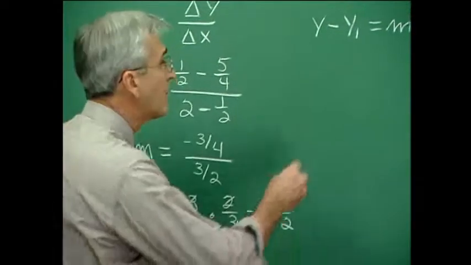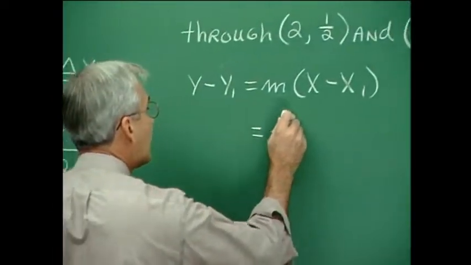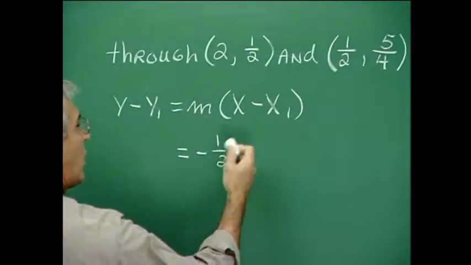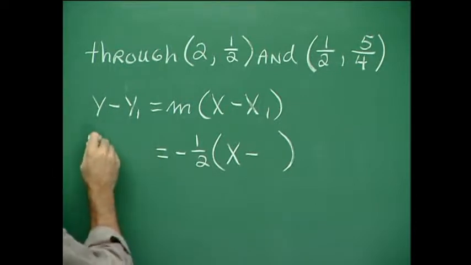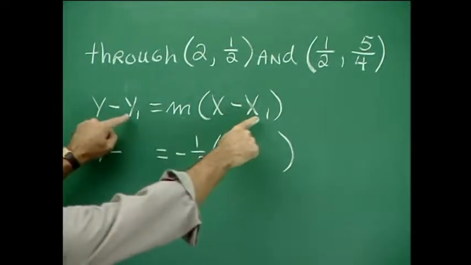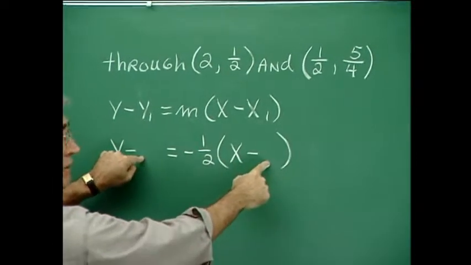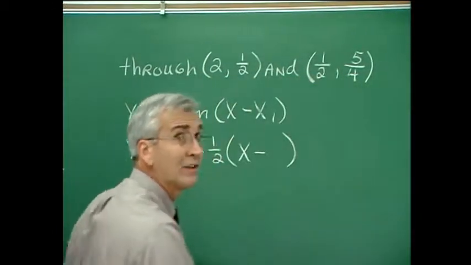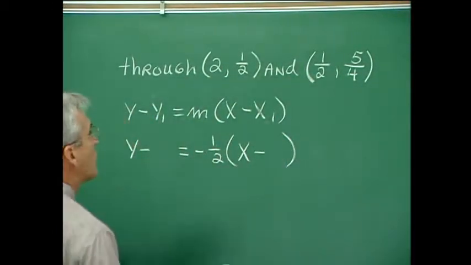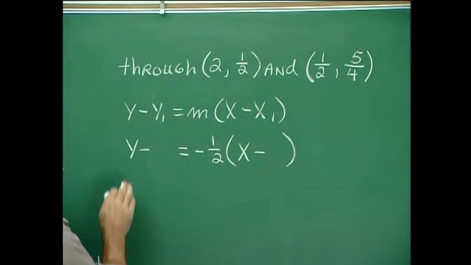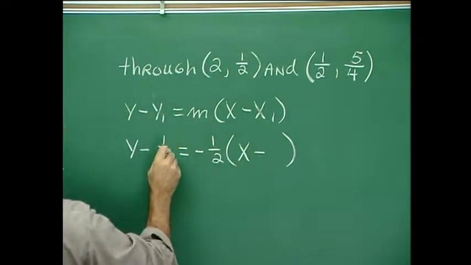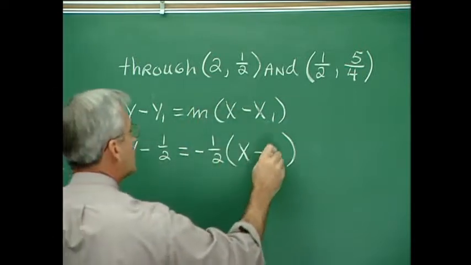So now I have information about the slope. I'm going to put the negative 1/2 information right here. Now, what am I going to do, though, about the other stuff? I've got x minus something here, y minus something here. What xy pair do I put in here? Do I put this pair or that pair? Turns out, doesn't make any difference. So just take one that kind of looks easy. This one only has one fraction. Let's use that one. So we have y minus 1/2, and then over here x minus 2.